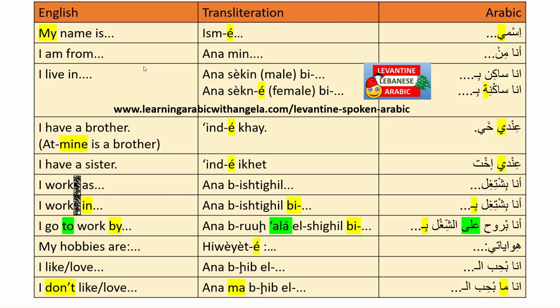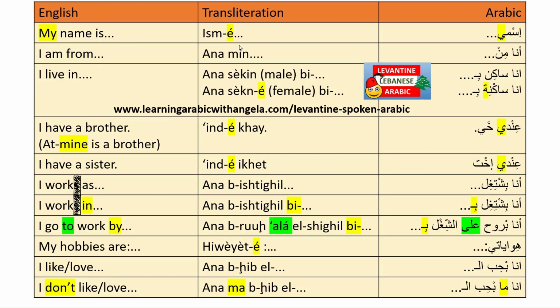How to say I am from somewhere. For example, I'm from New York, or I'm from Canada. Ana min. Ana means I. Min is a preposition meaning from. So ana min, I am from. Ana min Canada, for example. I'm from Canada.